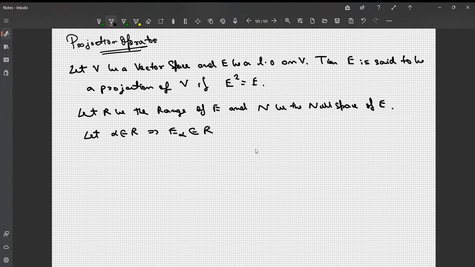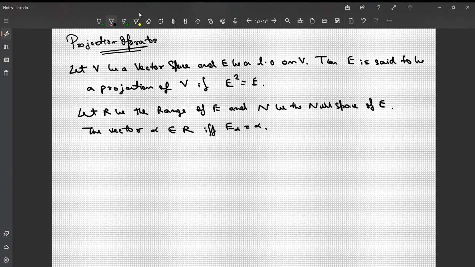We claim that, rather, first I should write the claim and then we come up with this explanation: a vector alpha is in the range of E if and only if E of alpha is equal to alpha. Okay. How can we prove this?